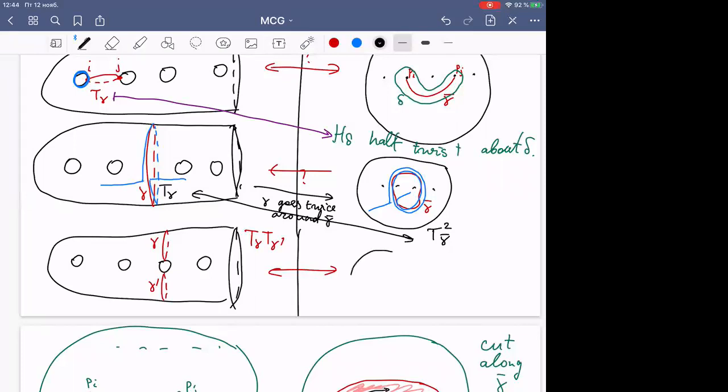And the third situation is that we have two simple closed curves that are symmetric to each other, and we consider this product of Dehn twists. Then gamma and gamma prime go to the same gamma bar. Gamma goes to gamma bar, and gamma prime goes to gamma bar.